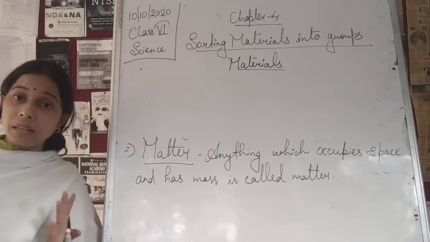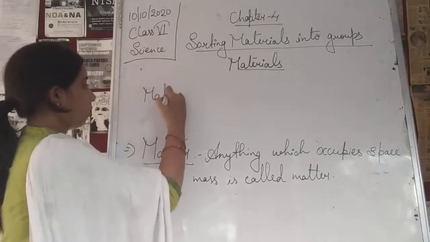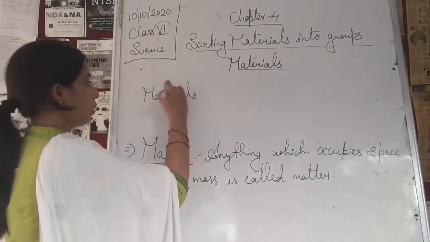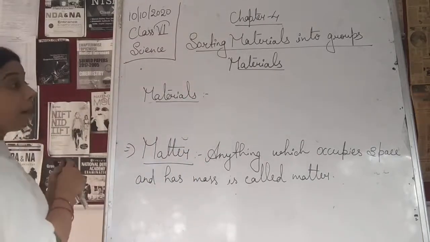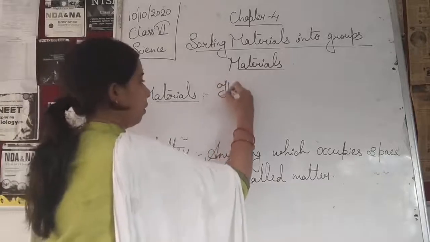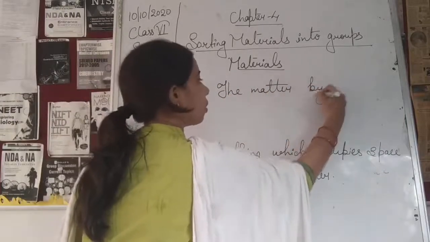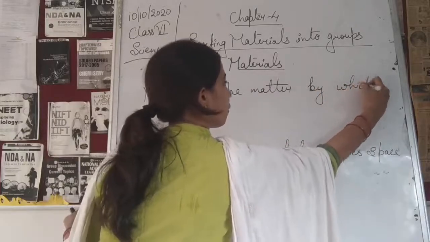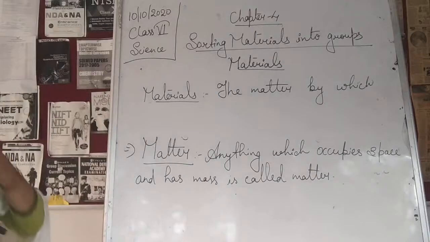Now what is material, students? Material is the matter by which an object is made up of.